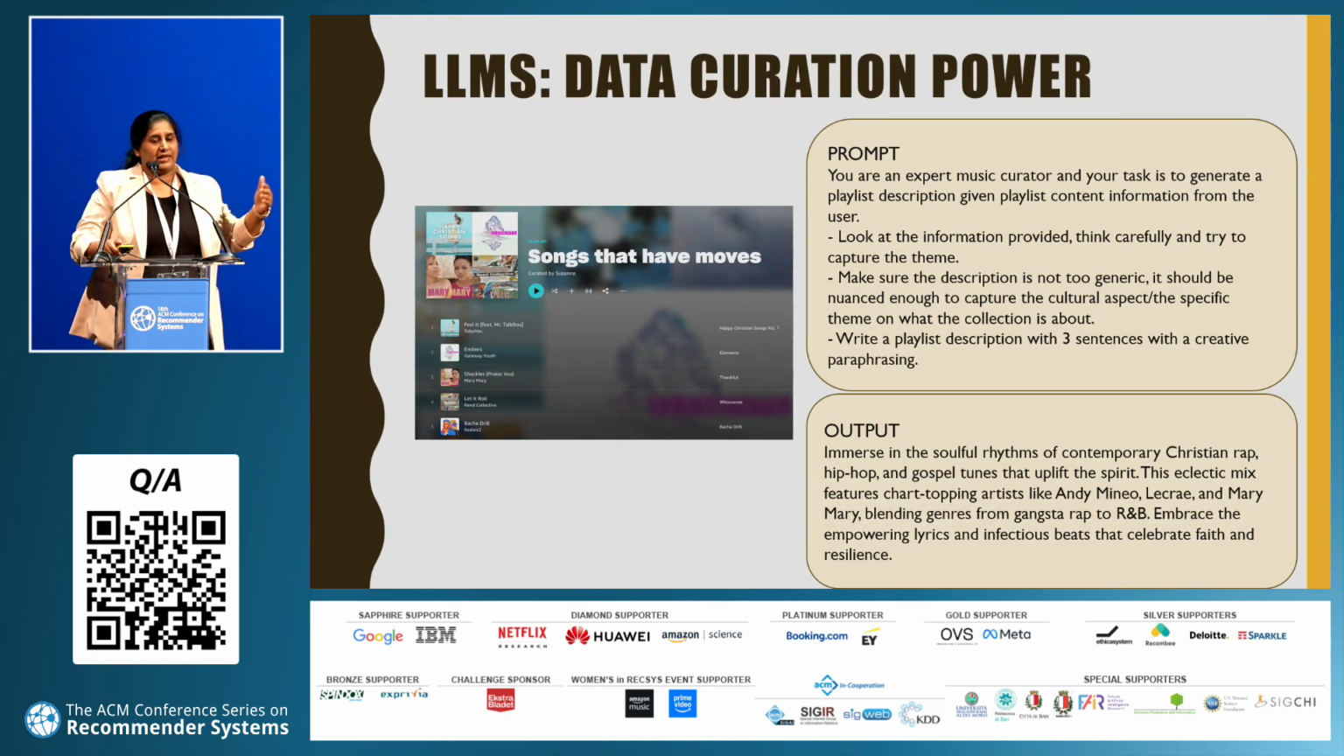Now, this is where LLMs come into the picture. Because LLMs are so powerful, now for the same example that we've seen before, where the playlist is titled Songs That Have Moves, but have content which is faith-related, the LLM can now look at the tracks that are in the playlist and generate a beautiful description for us to use as an embedding. And if you are able to read through the output the LLM generates, it says immerse in the soulful rhythms of contemporary Christian rap, which is capturing the essence of the playlist.